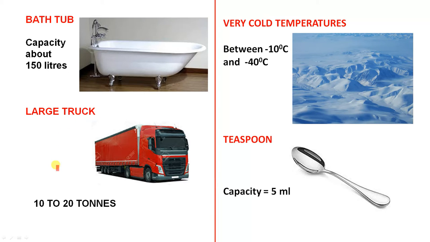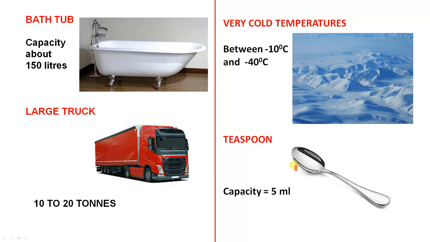For a large truck, if we're talking about the mass of this truck, we could be talking about 10 to 20 tonnes. We wouldn't use grams or kilograms because it's very, very large. That's why tonnes is more appropriate. What about very, very cold temperatures in those icy conditions? The temperature could be anywhere between minus 10 degrees centigrade and minus 40 degrees centigrade.